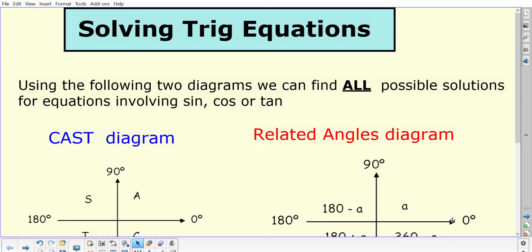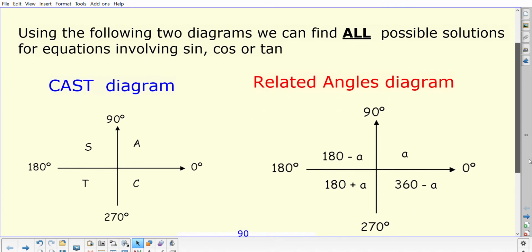So in this lesson, I'm going to have a look at how we can solve equations which involve one of the trigonometry functions, so either sine, cos or tan. You will be introduced to a couple of diagrams that can be combined into one to help you do this.